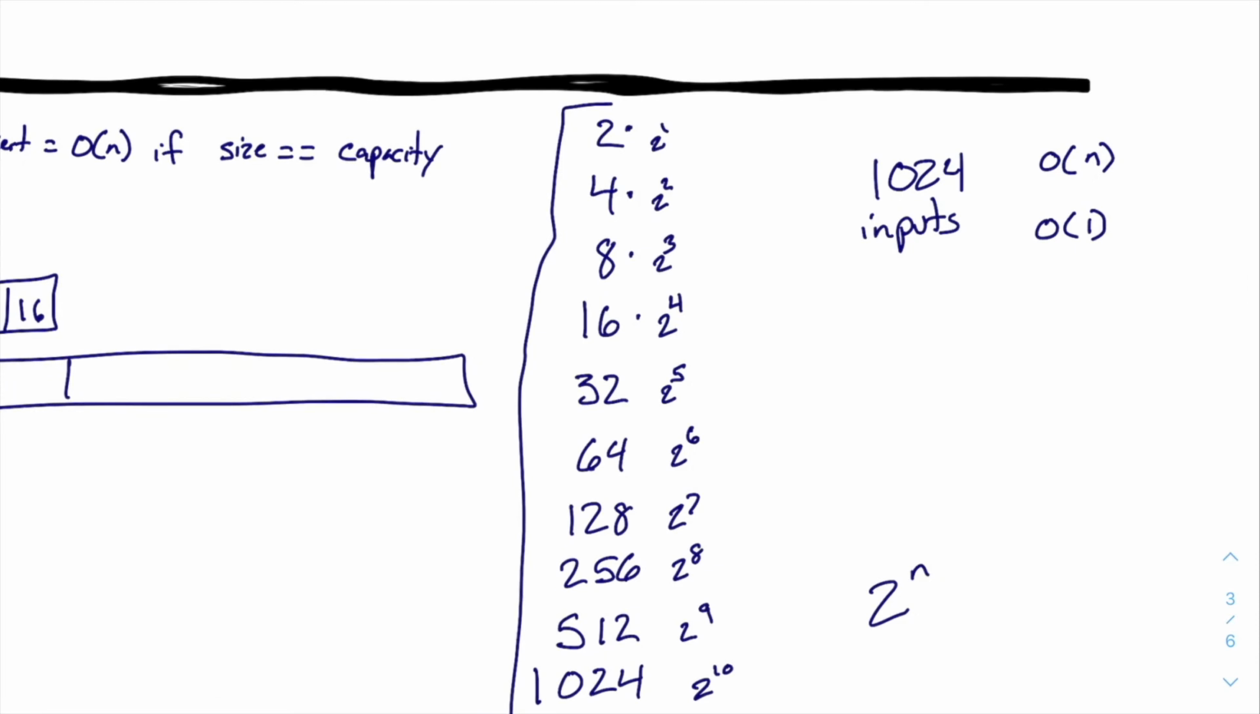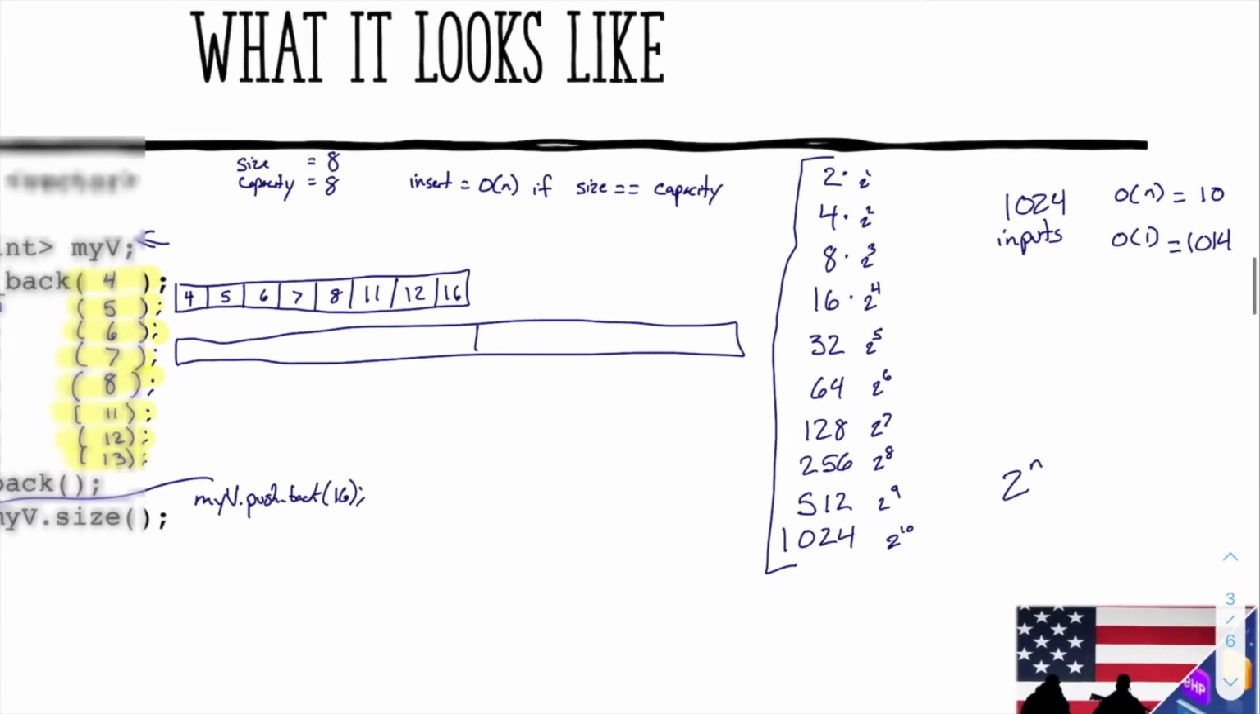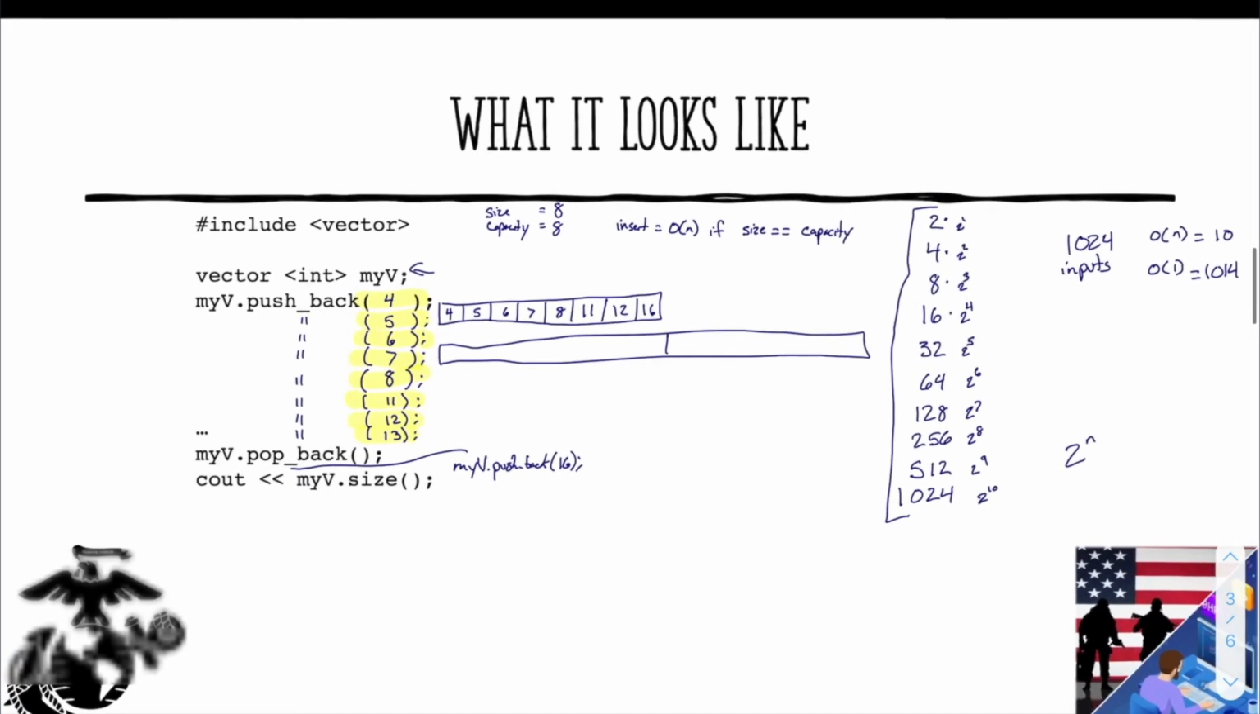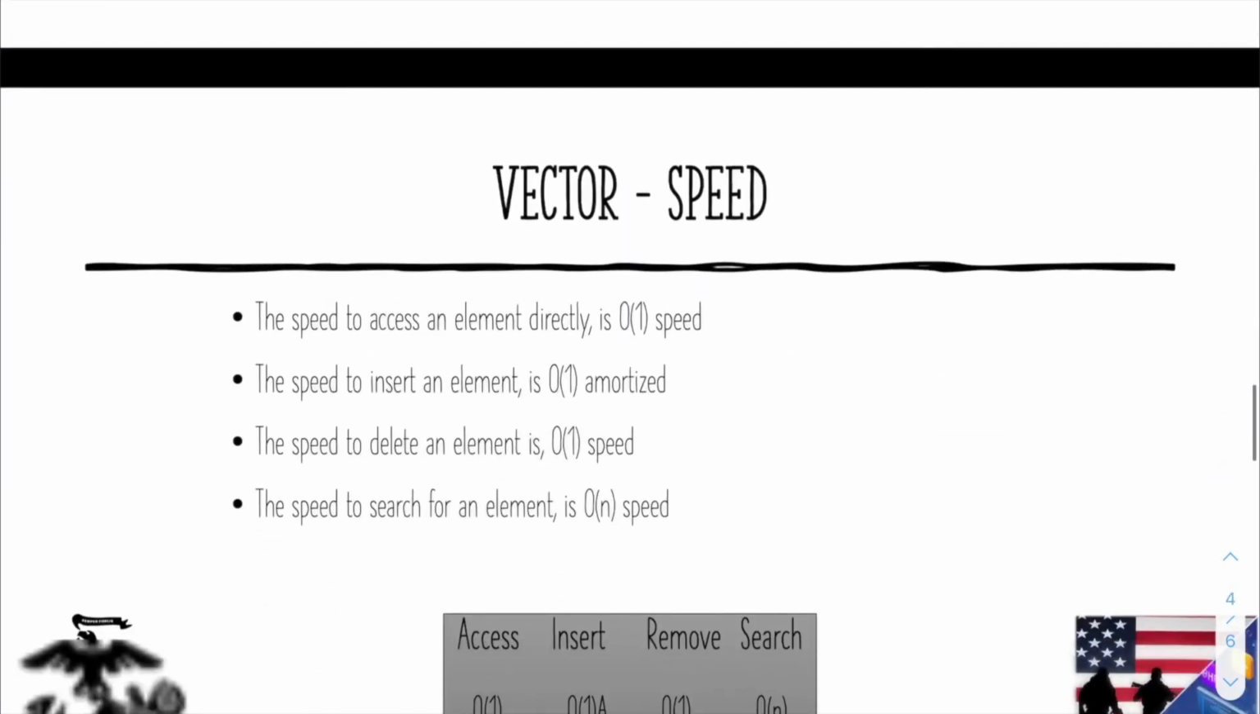So it has O of n speed 10 times in the first 1,024 inputs, which means it has 1,014 inputs of O of 1 speed. So 10 times it has to do a for loop, copying over all the items to create a new one, and then 1,014 times it has the ability to do an O of 1 insert. Cool. That is how our vector works. So that's how we see that it is just like a souped up array.